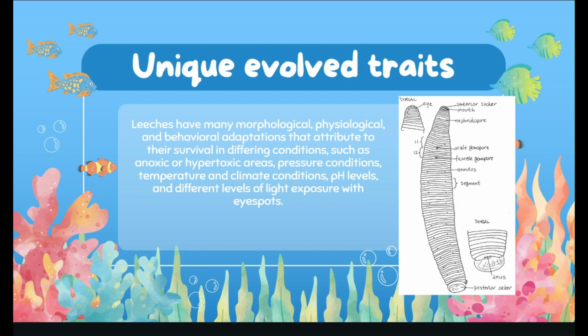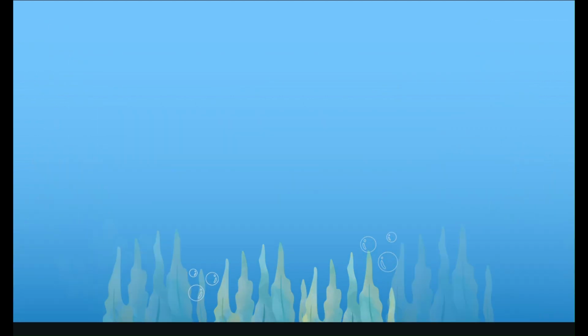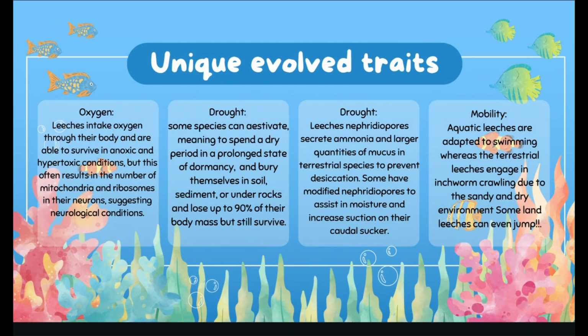Out of the many hundred adaptations that I'm sure these guys have, I pointed out the ones that just stuck out to me. Like I said before, they have many morphological, physiological, and behavioral adaptations that contribute to their survival in different conditions, such as anoxic or hypoxic areas, differing pressure conditions, temperature and climate conditions, pH levels, and different levels of light exposure. So here are the main ones that I found.